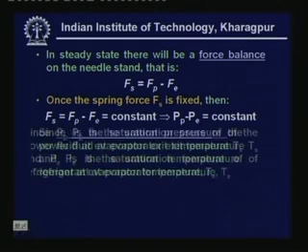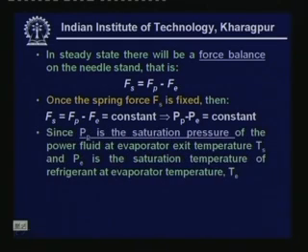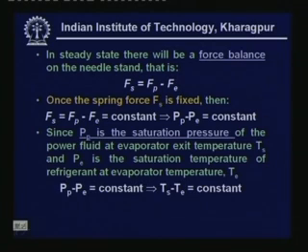remain constant. Now since Pp is the saturation pressure of the power fluid at evaporator exit temperature Ts, and P is the saturation pressure of refrigerant at evaporator temperature Te, Pp minus P is constant implies that Ts minus Te is equal to constant. Okay, that means once you fix the spring force, and if you keep the spring force constant, then the difference between the downward force and the upward force remains constant always, and this is proportional to the difference between the pressure acting above the bellows and the pressure acting below the bellows, and these two pressures are nothing but the saturation pressure corresponding to the exit temperature and the evaporator temperature.